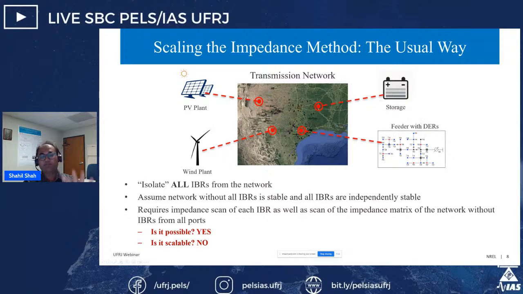So if I want to do stability analysis of this power system using the usual approach, I need an impedance response of all of these four IBRs, so four impedance scans, as well as of the network, looking from all the four ports. So if I look at the network from four different ports, the impedance matrix will be 4 cross 4, basically 16 elements.